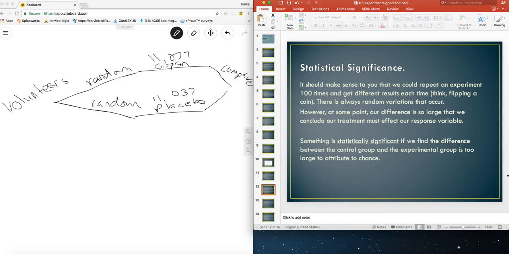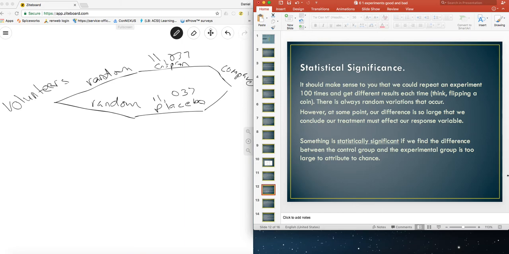Now, if you think about doing an experiment, if you flip a coin 10 times, sometimes you're going to have 7 heads. Sometimes you're going to have 3 heads. Sometimes you're going to have 5 heads. You may even get 10 heads. So every time you do something with an experiment or even an observational study, even if you control it, you're going to get results that are just kind of all over the place. However, when we have a controlled experiment, at some point, the difference is so large, and if we've had enough people that we've tested, that we might conclude, hey, what we're seeing is not by chance. There actually is a difference.